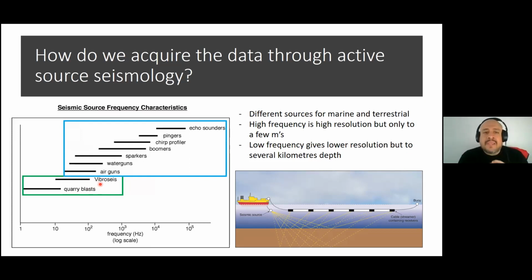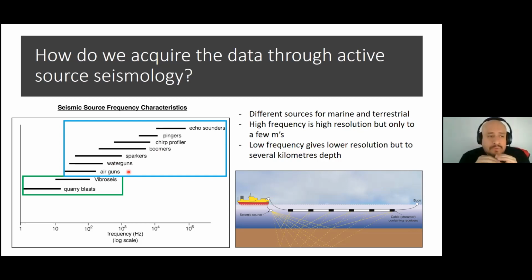If we're going to talk about offshore, and by offshore I mean in the sea, we're going to have two types of tools. If we are going to try to find low frequency sources, we're going to have air guns and water guns. And what I mean by low frequency sources is that we have very small frequency, but we are going to cover depths of up to tens of kilometers.